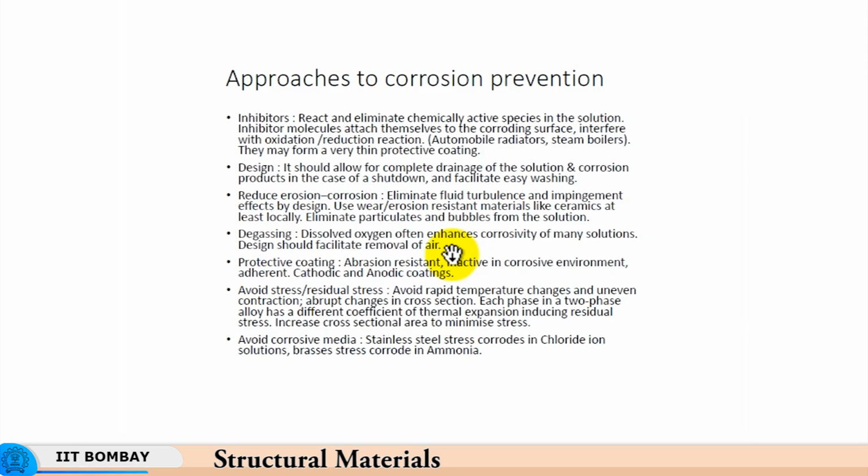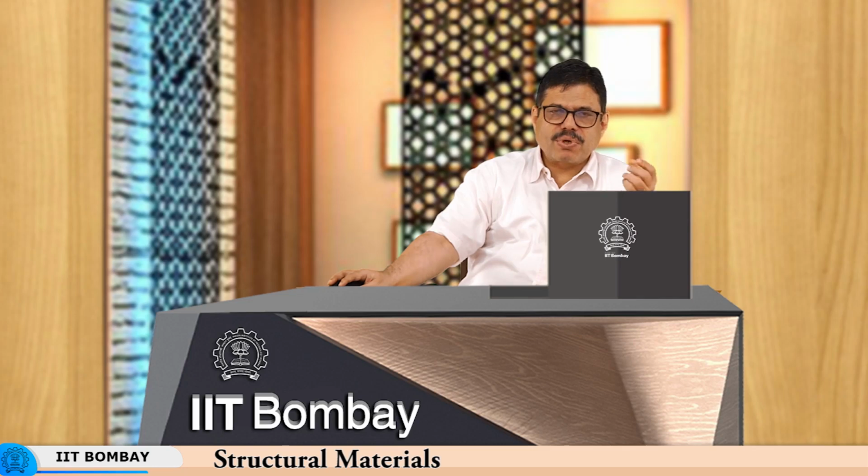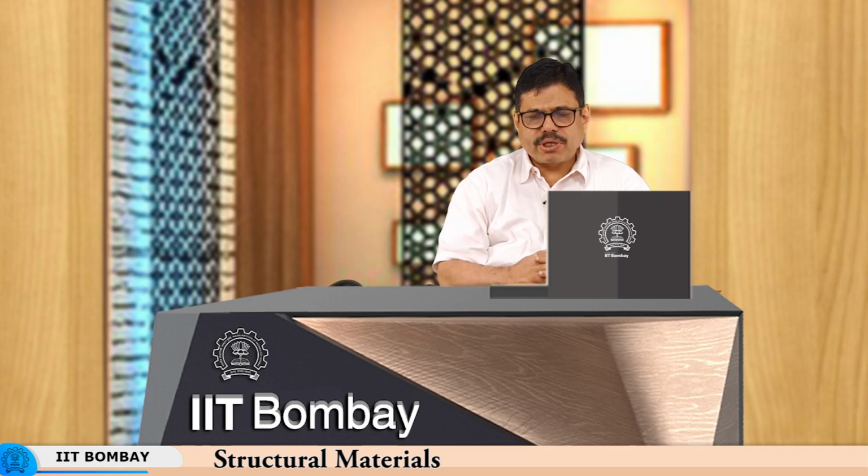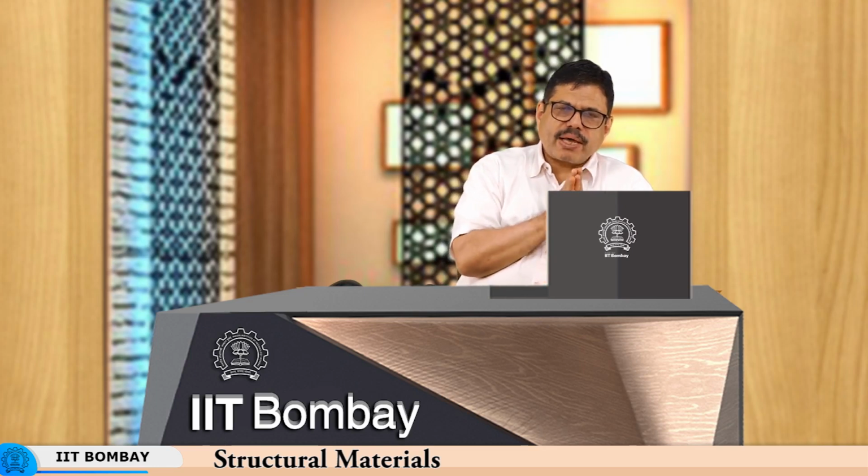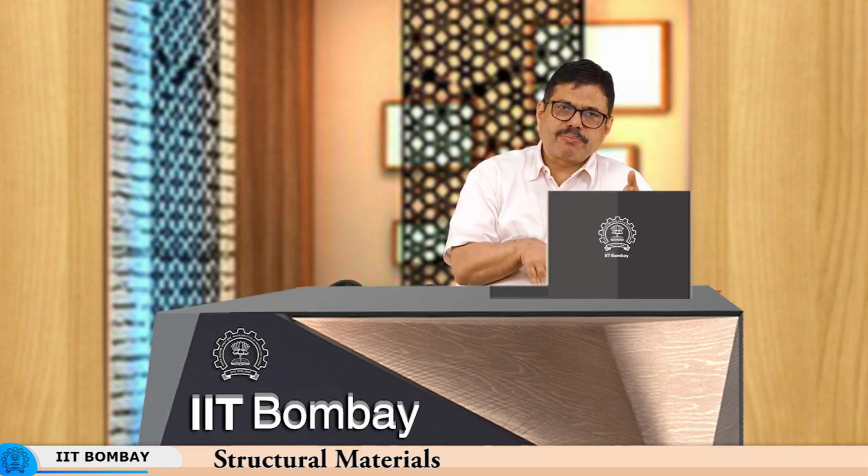One can have protective coatings which are abrasion resistant, inactive to the corrosive environment, adherent, and these coatings can be classified as either cathodic coatings or anodic coatings. So for instance, if you take zinc, then it is anodic with respect to steel, and therefore it would be an anodic coating, but you can have a coating that is cathodic in nature, meaning noble. When you apply a cathodic coating, the metal which is being applied as a coating is cathodic with respect to the metal that is being protected.